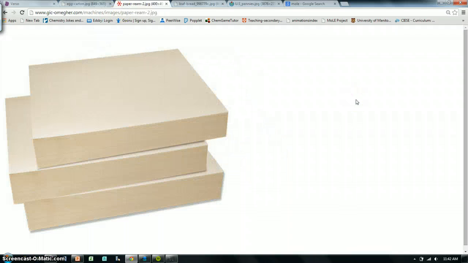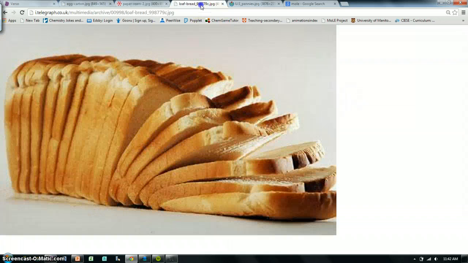Same idea with a ream of paper. If it has 500 sheets in that ream of paper, and you had 4 reams of paper, you would have 2,000 pieces of paper. But it's easier to count in reams and say 4 reams of paper. Okay, so 4 reams of paper, 2,000 pieces of paper. Easier to say 4 reams. Loaf of bread, for example, if you had 10 pieces of bread in a loaf, again, if I said I had 5 loaves, 50 pieces of bread, but again, it's easier to count in loaves.